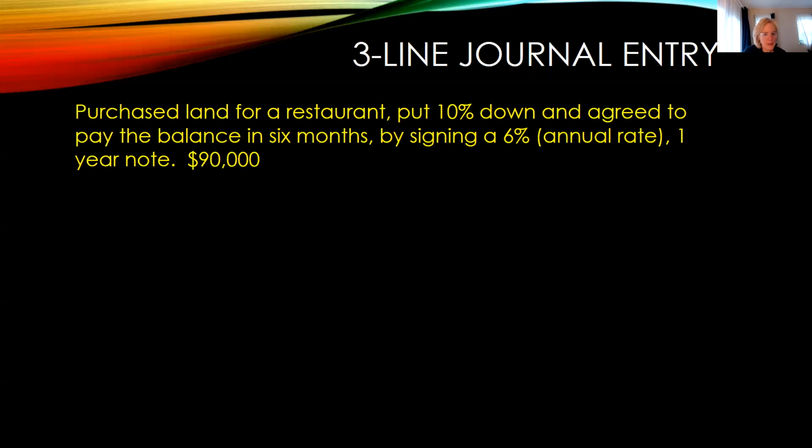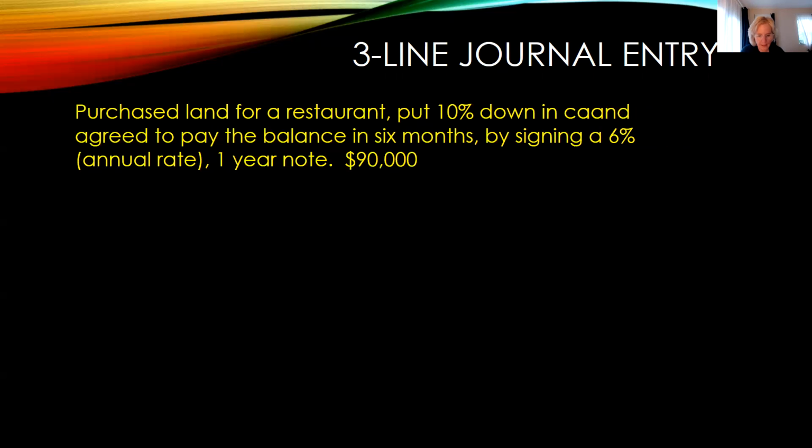Purchased land for a restaurant, put 10% down and agreed to pay the balance in 6 months by signing a 6% note for $90,000, total $90,000. Okay, in the chat, real quick, what do you think goes in there? What accounts are involved? Purchased land for a restaurant, put 10% down, and I think I actually said in cash, and agreed to pay the balance in 6 months.